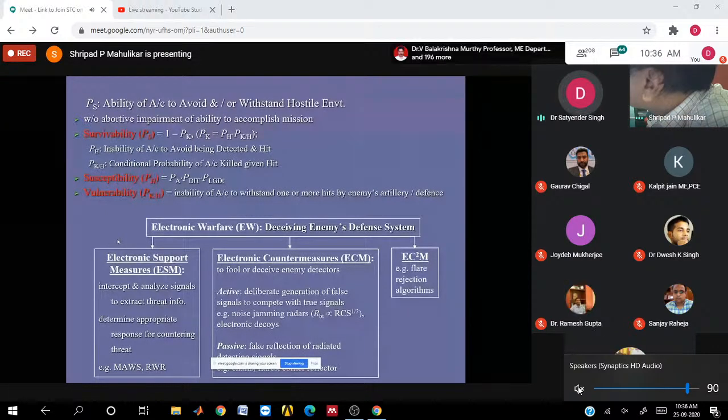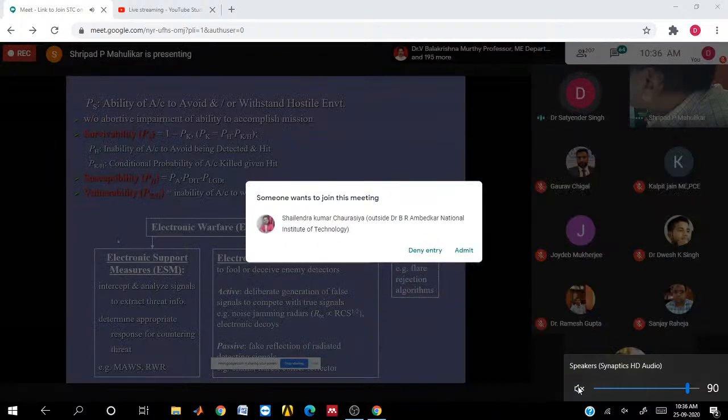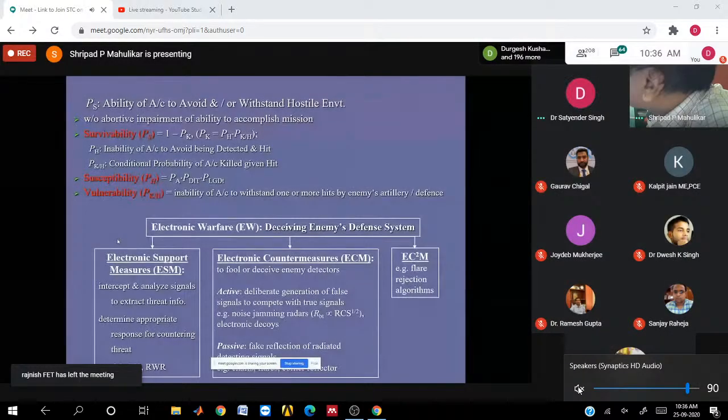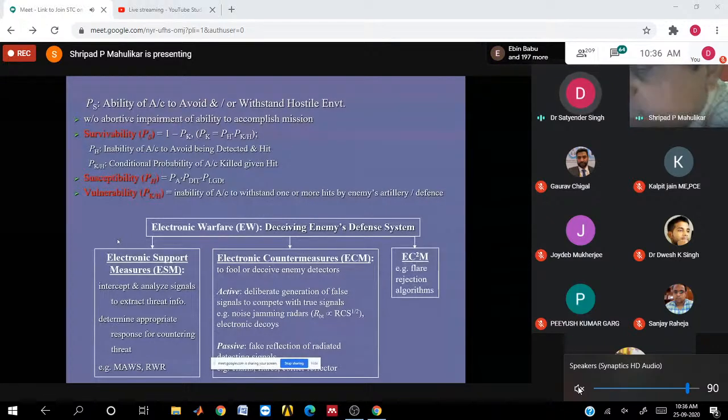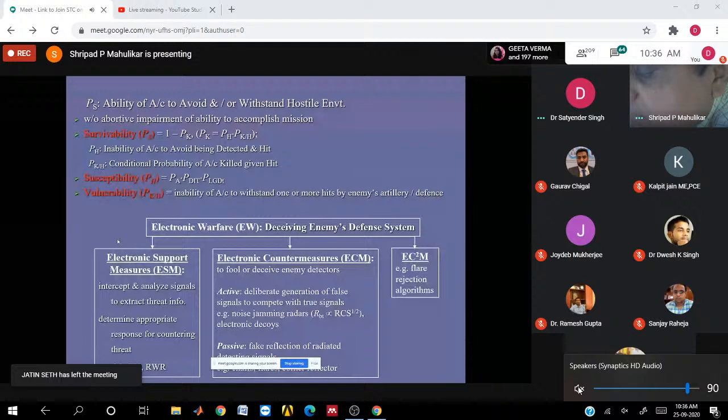I would like to request all the participants kindly give your brief introduction to the expert before asking the question. Yeah, so we have another participant who would like to interact. I request Sanjay Raheja, you can interact. Any query? Mr. Sanjay Raheja, would you like to interact? So I don't think there is any question. We can continue the session.